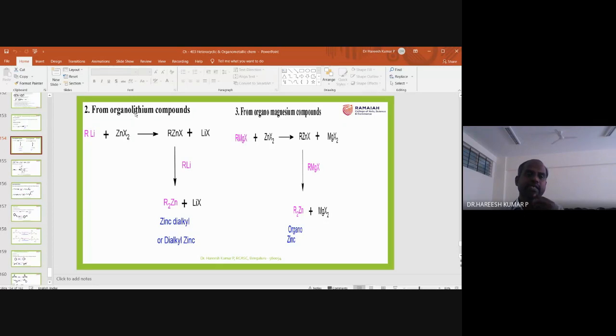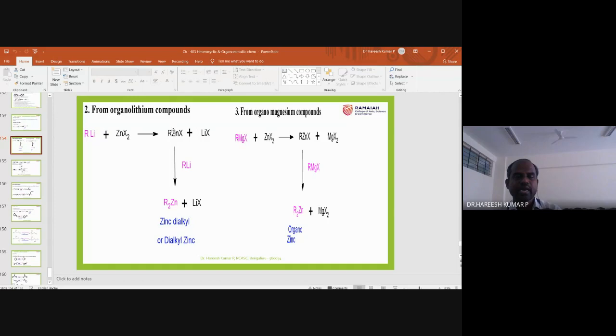How does X go? X forms a bond with lithium. X minus forms a bond with Li plus. That is how LiX is obtained. In this case, X may be a halogen: chloride, bromide, iodide. Fluoride is the costly one, and iodide is also costly. So the commercially, economically viable ones are bromide or chloride.